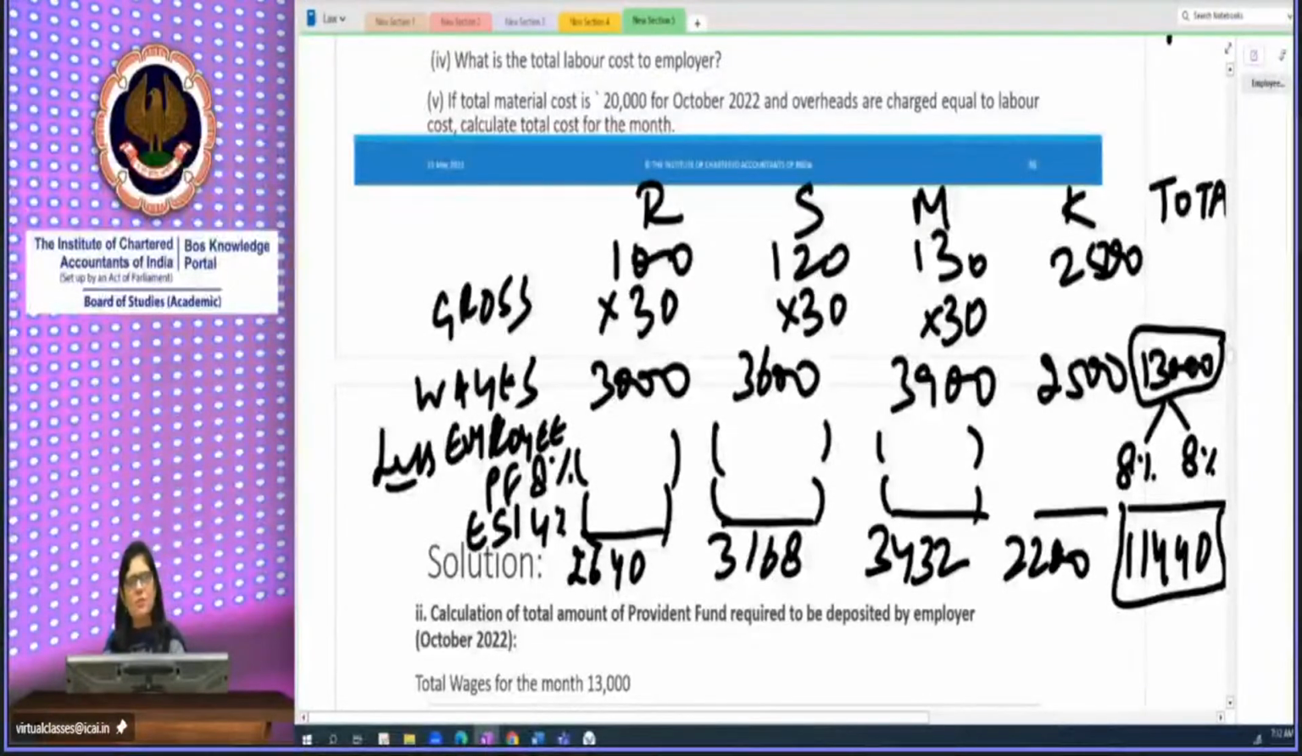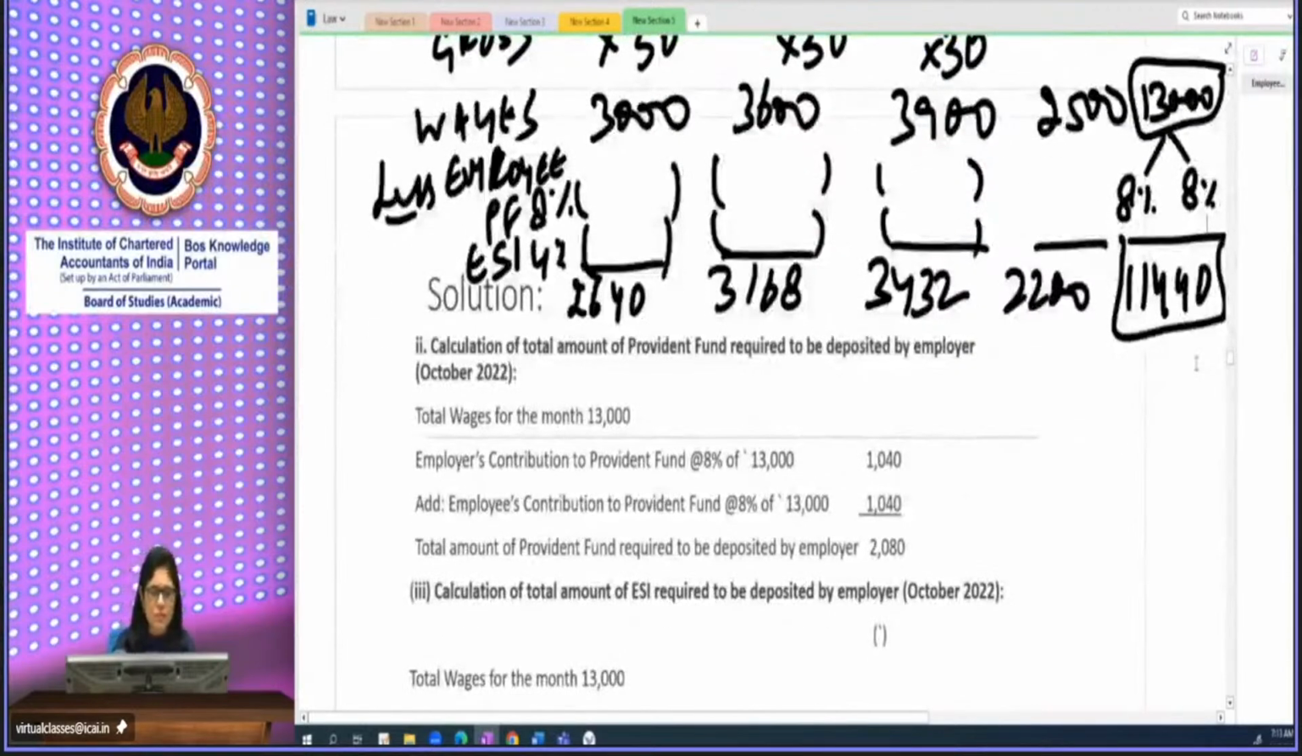We have taken just the total rather than taking individual employee. So employer will deposit 8% of employer and 8% of employee contribution on 13,000. All right. So here it's mentioned also. You can see here also. Total wages are 13,000, employer contribution 8%, employee contribution 8%. So total provident fund to be deposited is 2,080. All right. I hope you must have understood this.